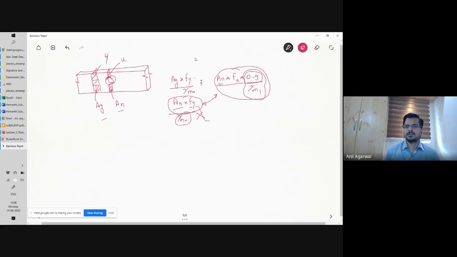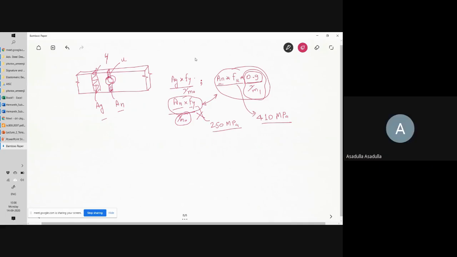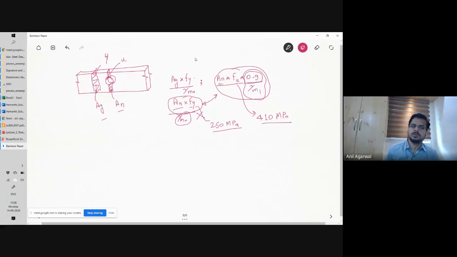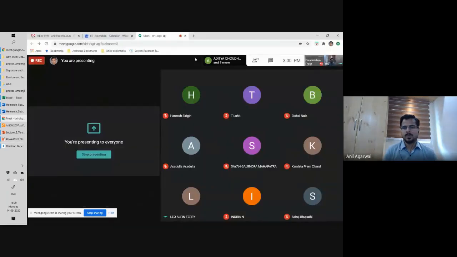Now, Fy is, let's say, 250 MPa, and Fu is 410 MPa. So this is lower, right? An Fy is lower than An Fu. So why aren't we considering An Fy, and why are we considering something bigger? These are the typical values for your 410 steel. Yeah, somebody else wanted to try?